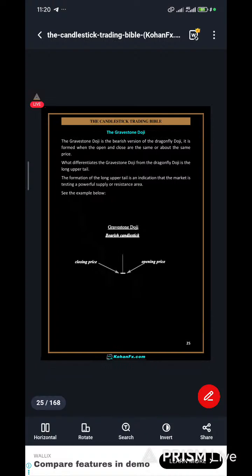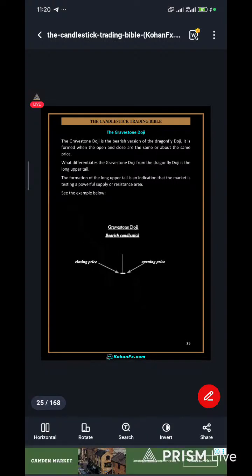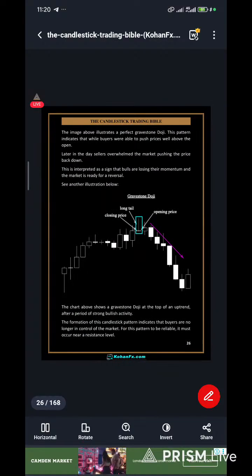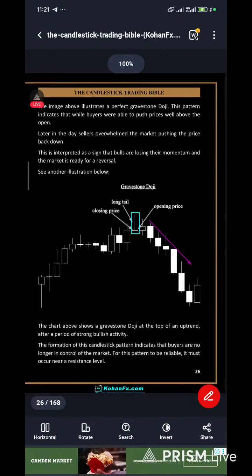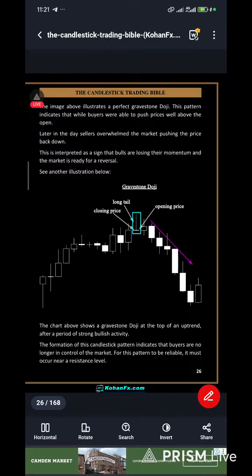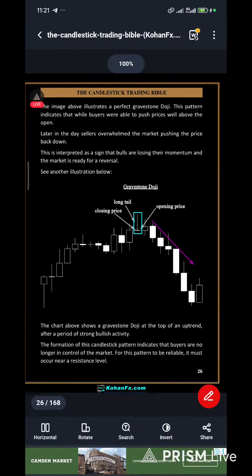So that is it. The formation of the long upper tail is an indication that the market is testing a powerful supply or resistance area. See the example below. Now look at the chart. This image illustrates a perfect Gravestone Doji. This pattern indicates that while buyers were able to push the price well above the open, later in the day, sellers overwhelmed the market, pushing the price back down.